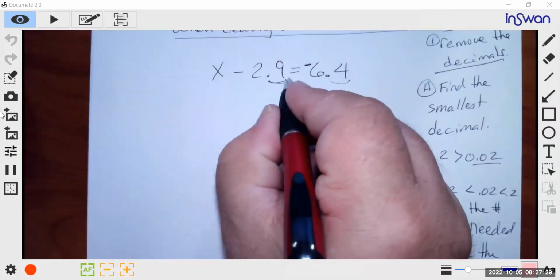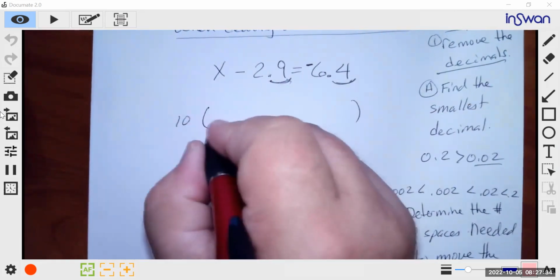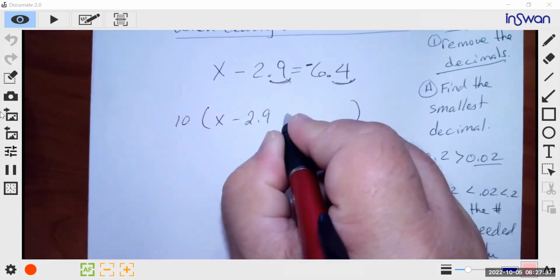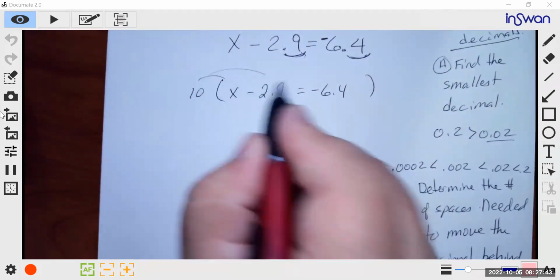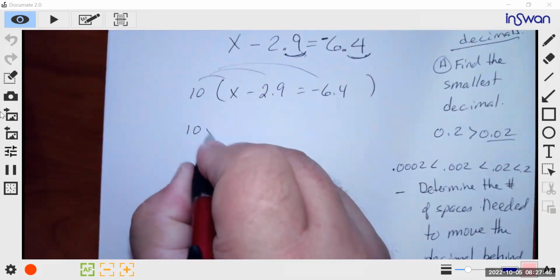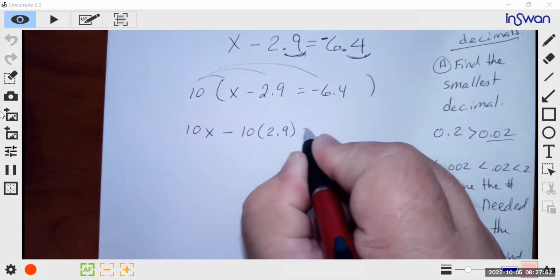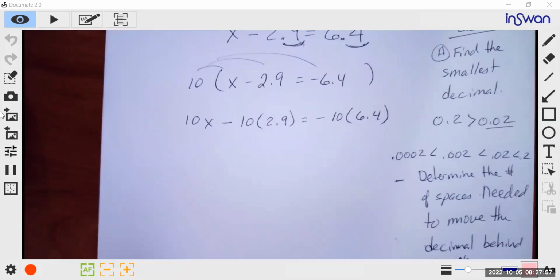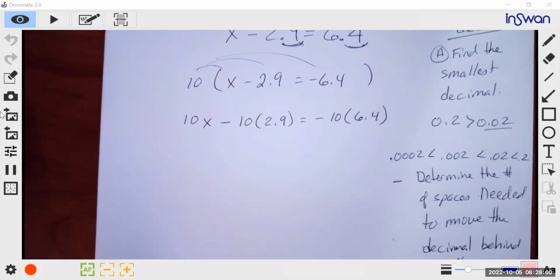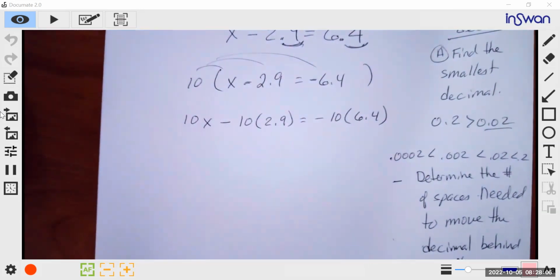Since we only have to move one space, we multiply the whole equation, each term, by 10. So I'll put a 10 in front of each term. You notice how I put the 10 after the minus sign? Because I'm multiplying to the number, not the sign. I'm not going to change the sign.